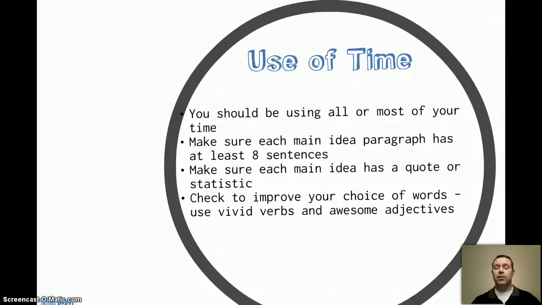Things that you can do when you finish. You can go back to make sure each main idea paragraph has at least 8 detailed sentences. Make sure each main idea has a quote or a statistic that I just talked about. Check to improve the choice of words that you have used. Use vivid verbs, use awesome adjectives. Go back and add any kinds of details that you still have time to put in.